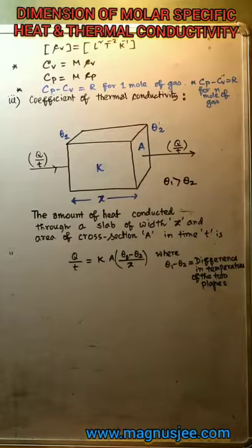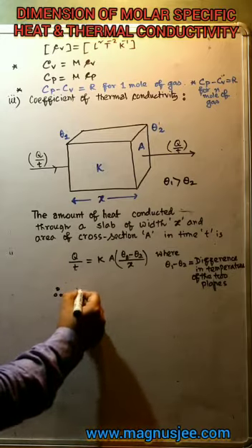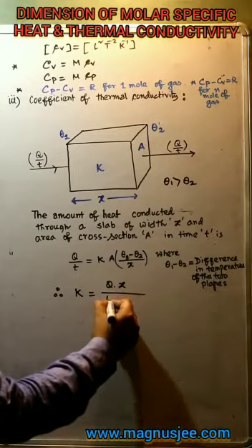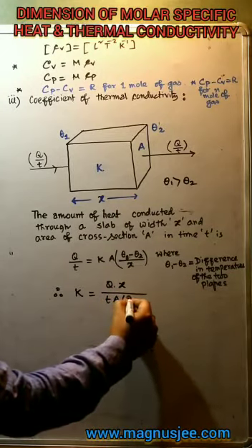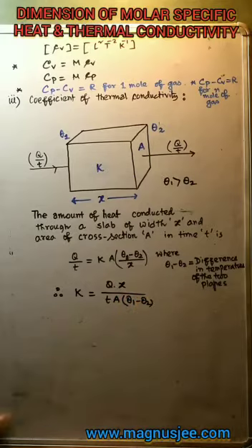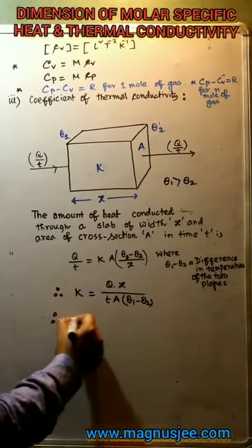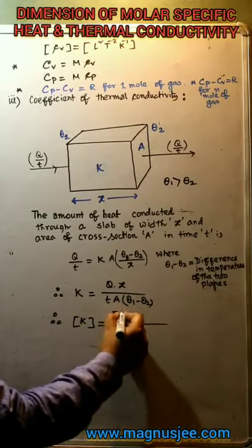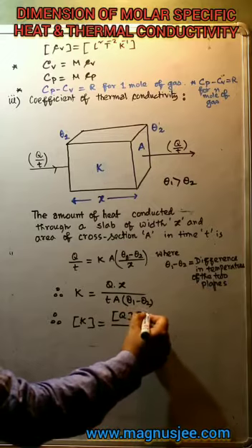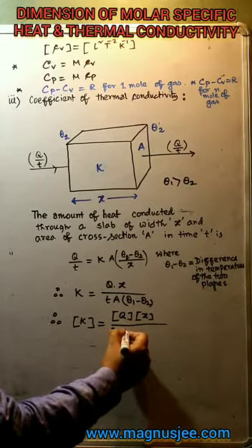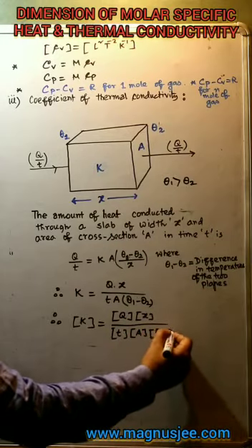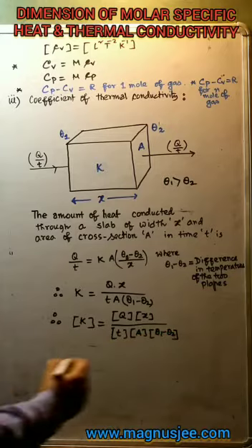Therefore, the expression of the coefficient of thermal conductivity will be K equal to Q into X divided by T into the area of cross section into the difference in temperature theta 1 minus theta 2. So the dimension of the coefficient of thermal conductivity will be equal to the dimension of heat energy into the dimension of width divided by the dimension of time into the dimension of area of cross section into the difference in temperature theta 1 minus theta 2.